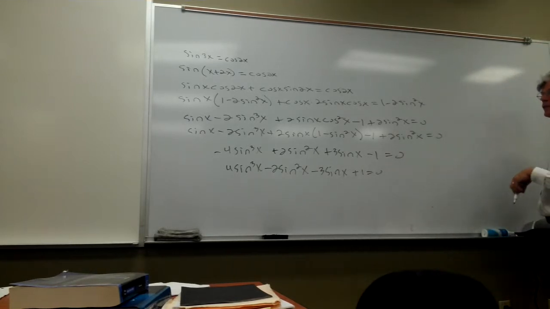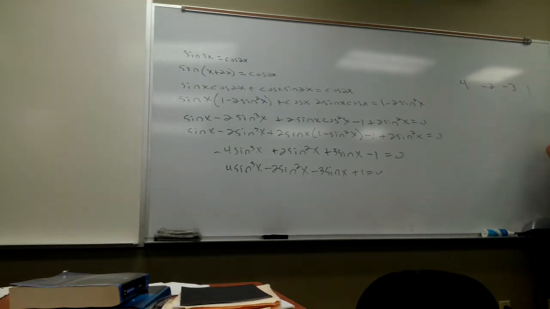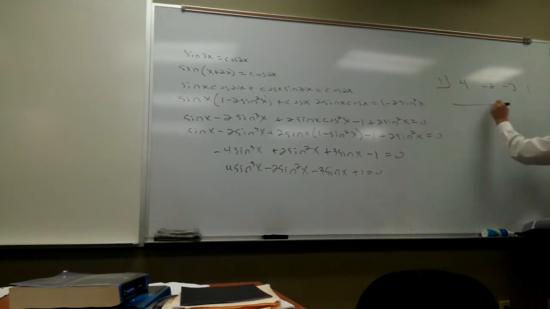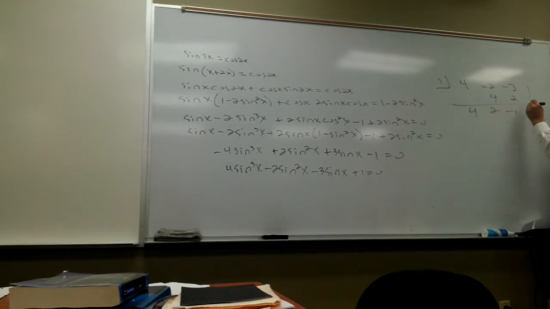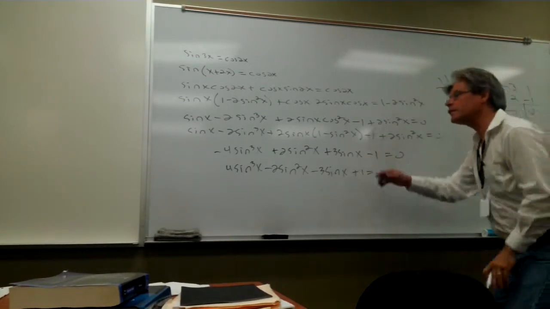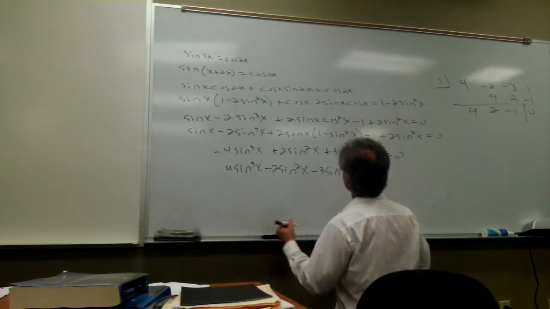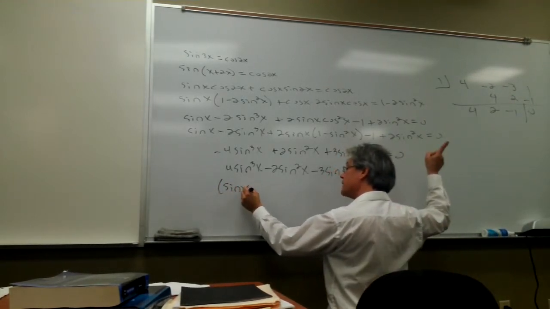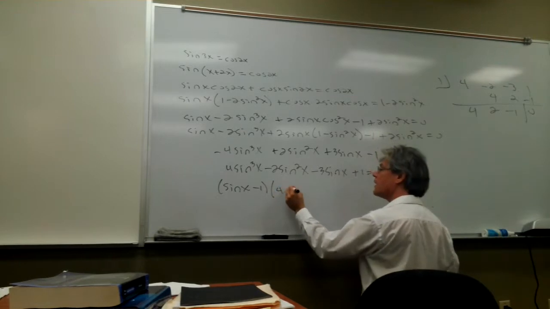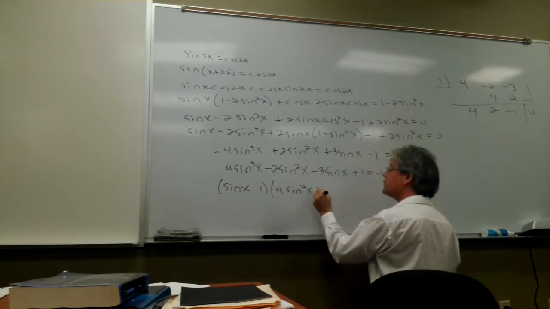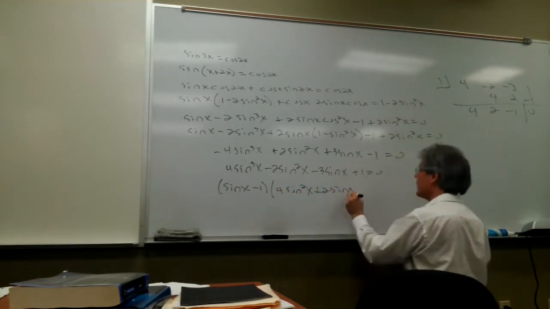But now using the principle of zero products, let's take those coefficients. I said principle of zero products. I'm sorry, I meant let's take the rational root theorem and plug in our P over Q's. Let's try 1. Oh, look at that. Isn't that nice? That necessarily means this third degree polynomial can be factored into the product of sine of x minus 1, times 4 times the sine squared of x plus 2 times the sine of x minus 1.